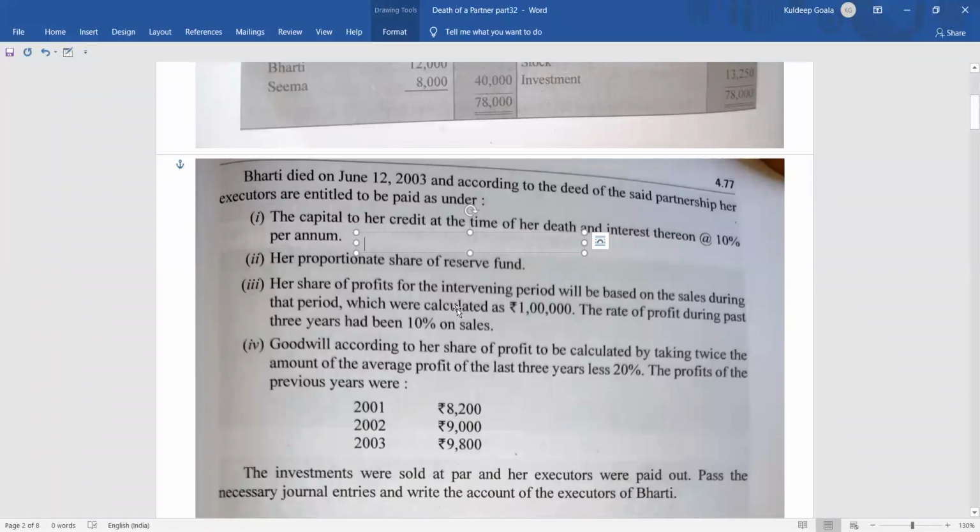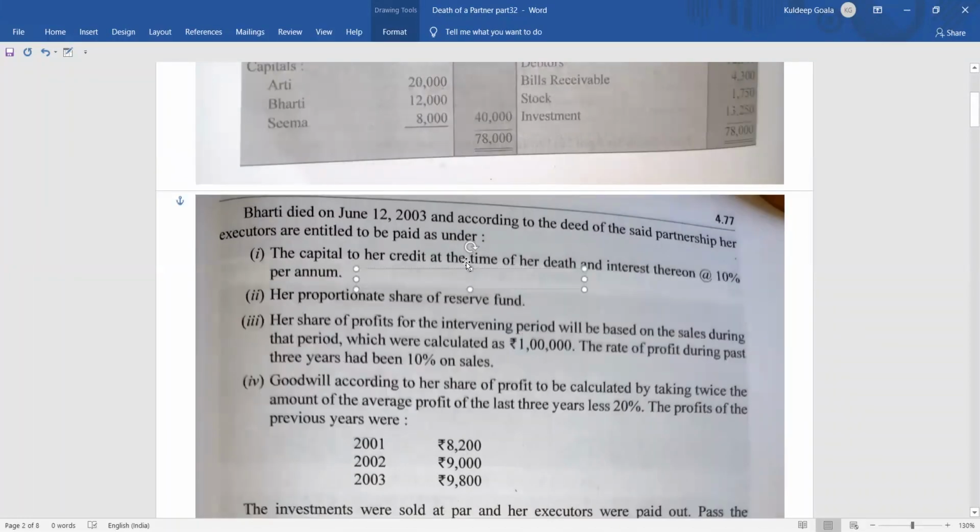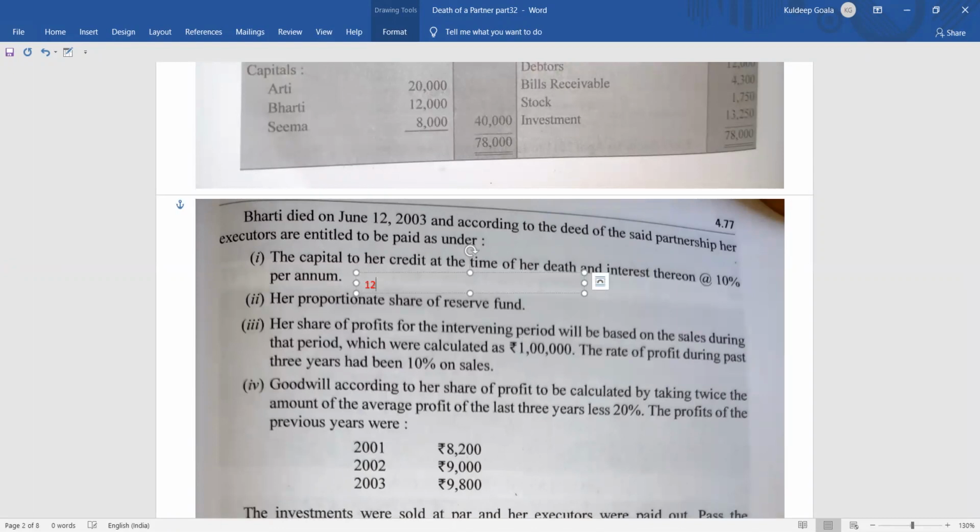So interest on capital will be 10% per annum. Bharti's capital is 12,000, right? So on this 12,000, we have to give how much percentage? 10%, right? Into 10, that means 10 by 100 into what is the duration? It is 73 days, right? So 365. If we calculate, we can see it will come how much?